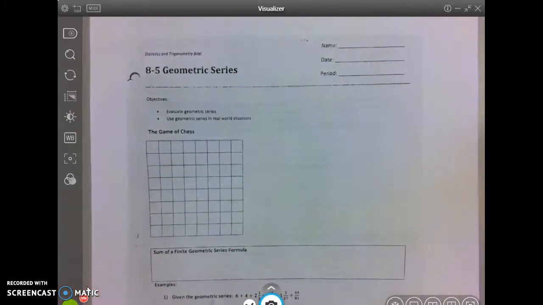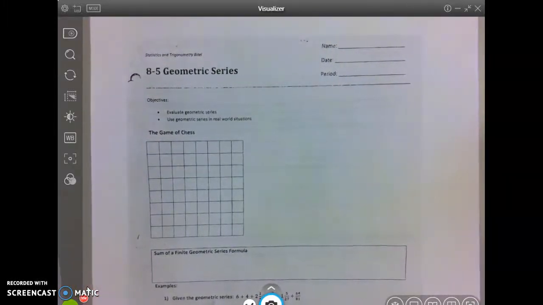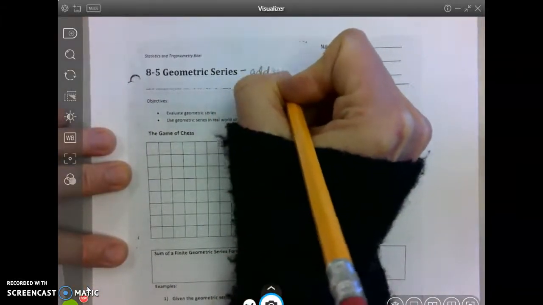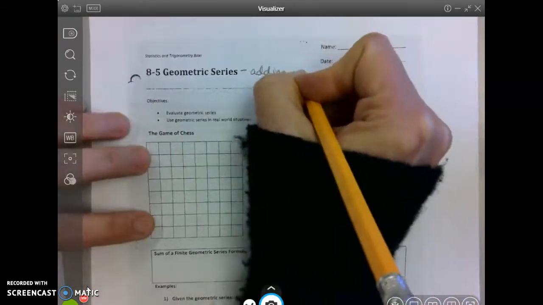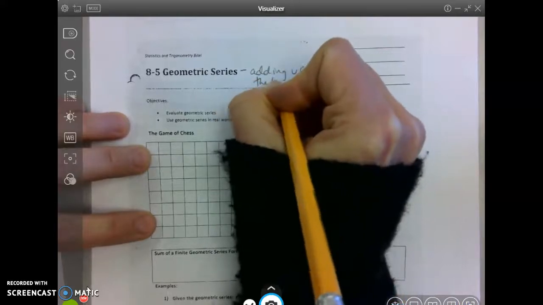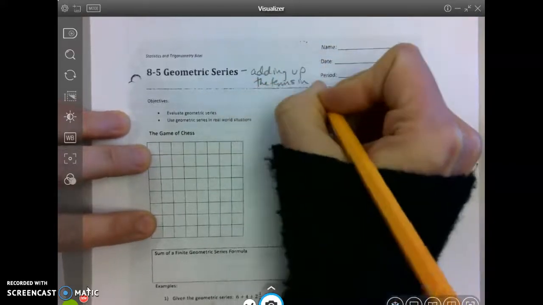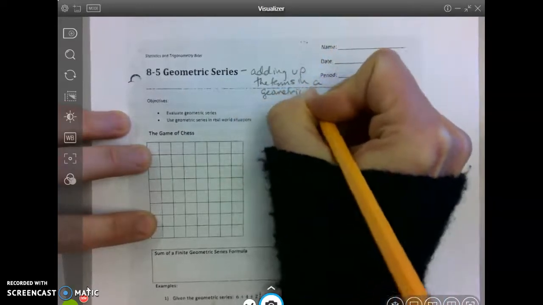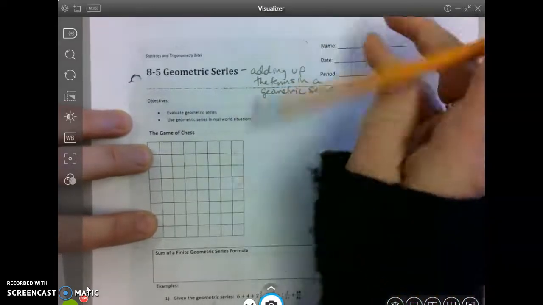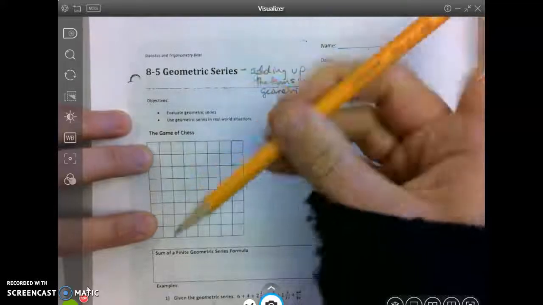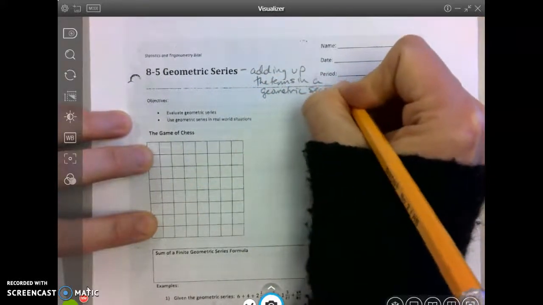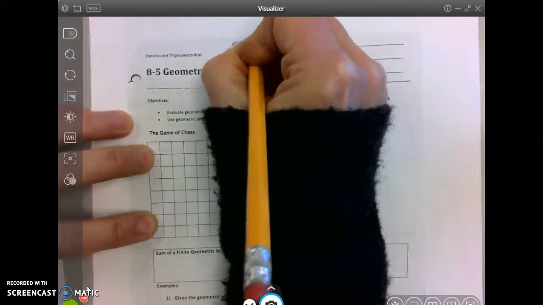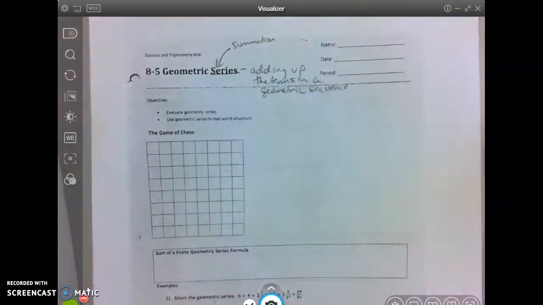Right, so this is 8.5 geometric series, which is where we're going to be adding up the terms in a geometric sequence. Because remember, all a series is a summation. Another word for series would be a summation, where we're adding up the terms.